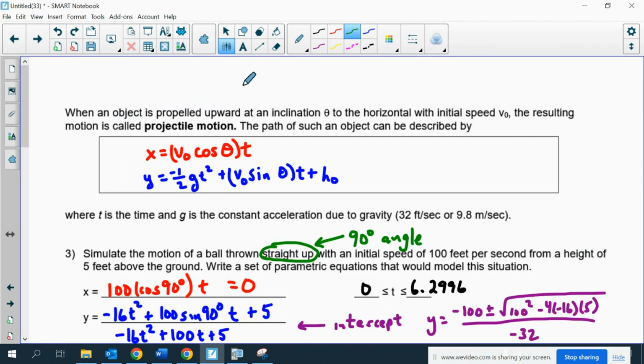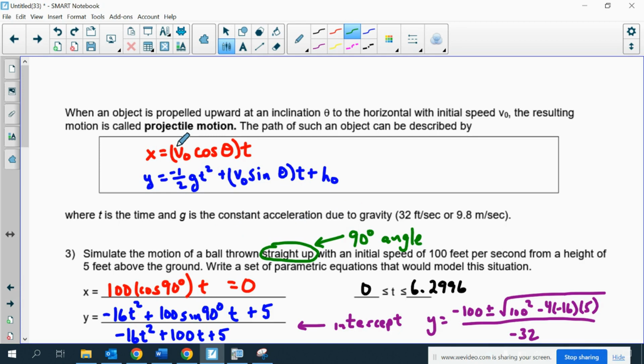When an object is propelled upward at some angle to the horizontal with an initial speed v0, the resulting motion is called projectile motion. Gravity pulls down on it, and so there's the acceleration due to gravity in the y equation.